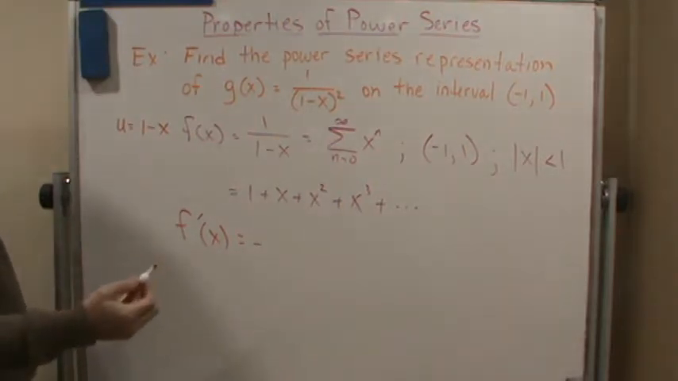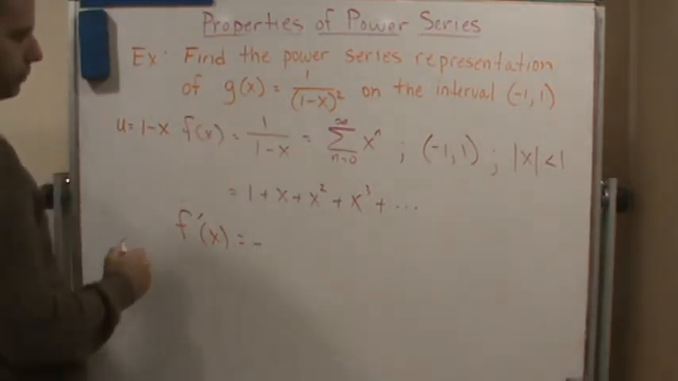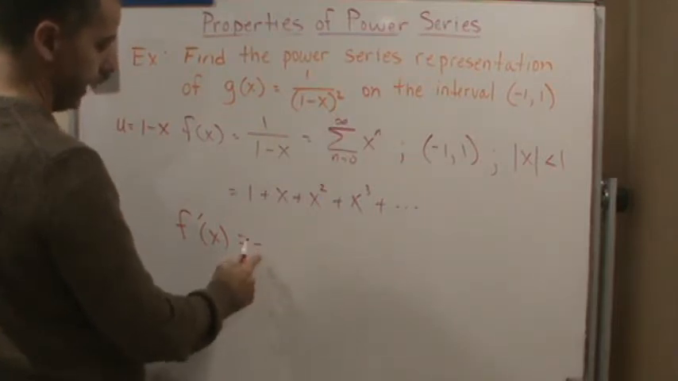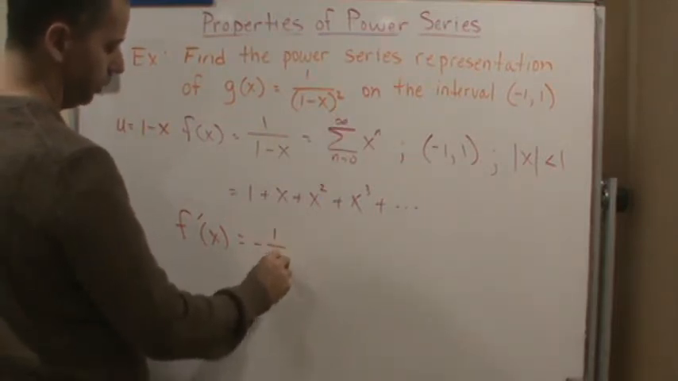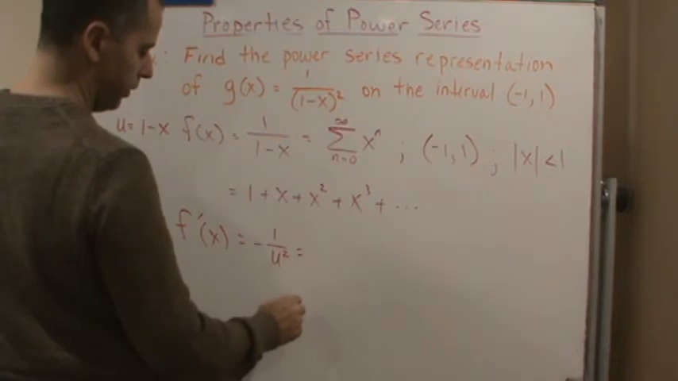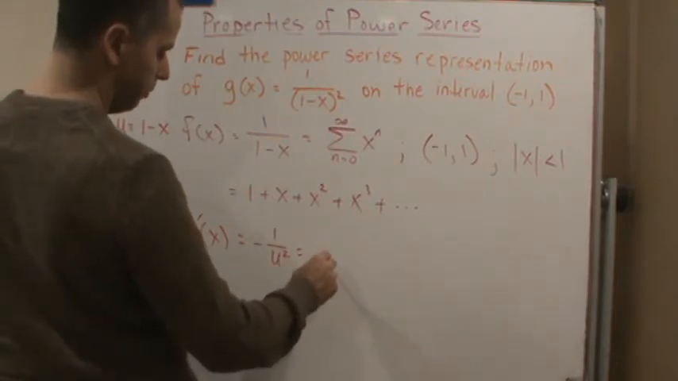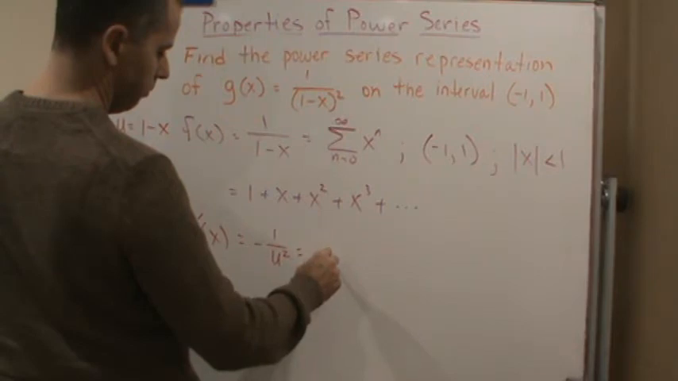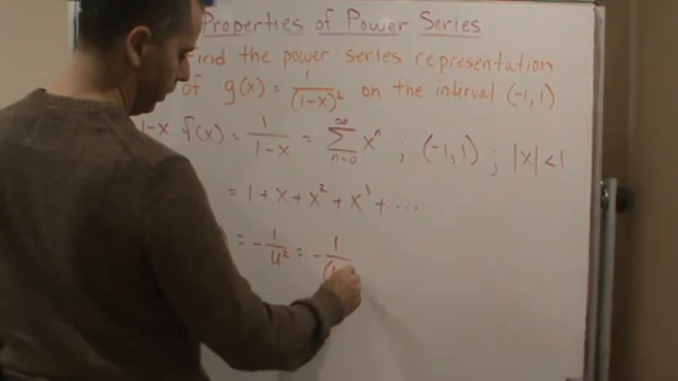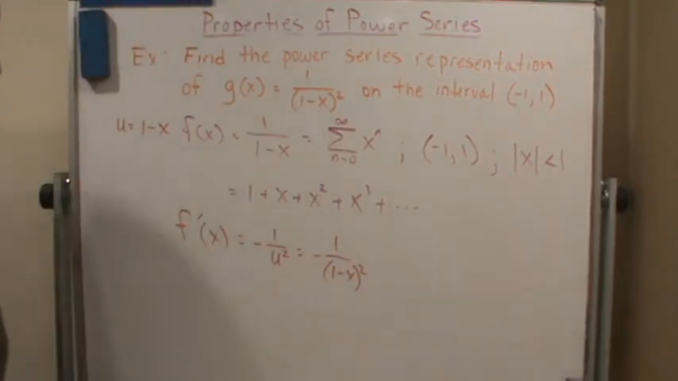What do you get? It's 1 over u, so you get negative 1 over u squared, which equals what? Negative 1 over 1 minus x quantity squared.